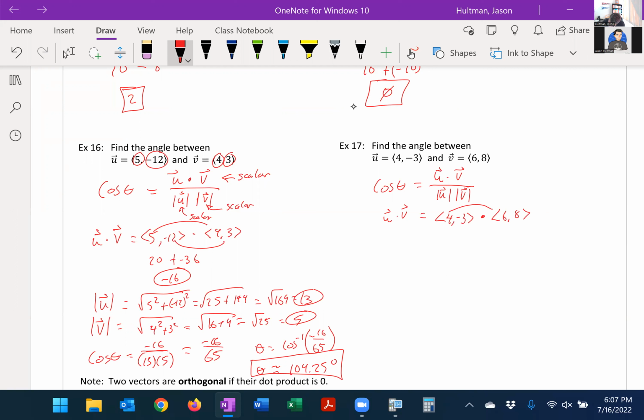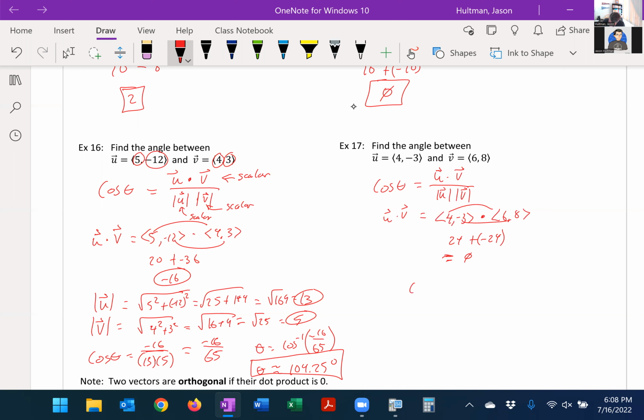So 4 times 6 is 24. Plus negative 3 times 8 is negative 24. That equals 0. So what did we say? When the dot product is 0, what do we get? We get a right angle. So this is a 90-degree angle.